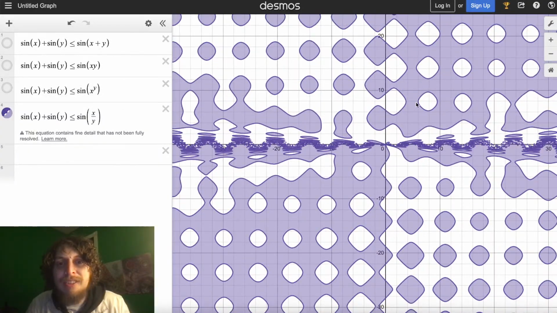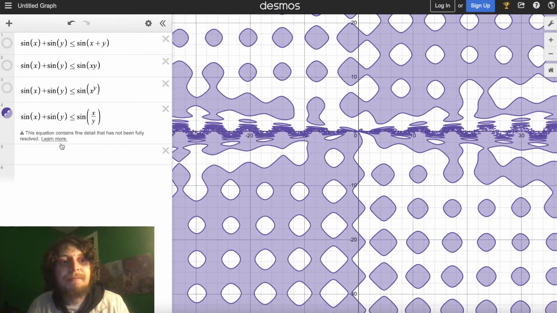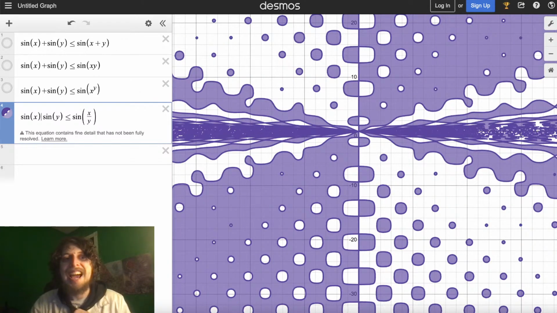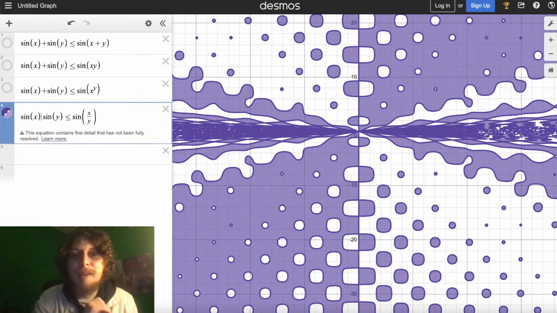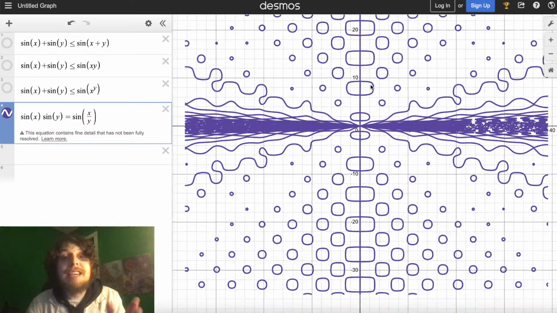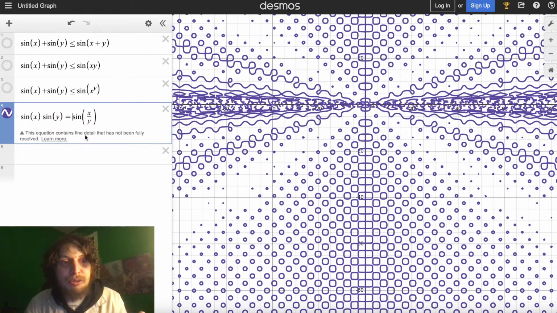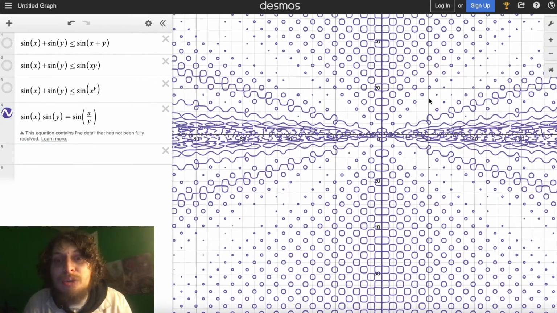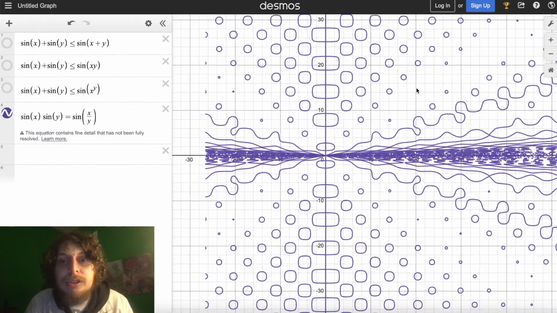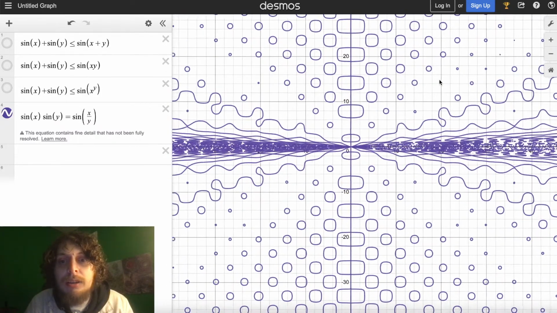Now, I found that I liked it even more when I deleted the plus. Look at that. Sine of x times sine of y. Now, just to see what we're looking at, if we just said sine of x times sine of y equals sine of x over y, these are the points where that is true. Absolutely insane. This is one of my new favorites. Oh my god.